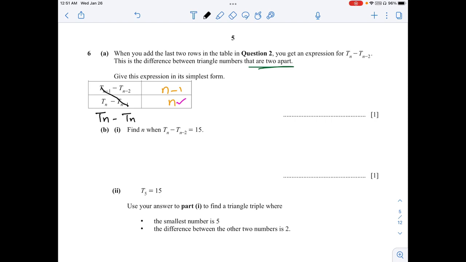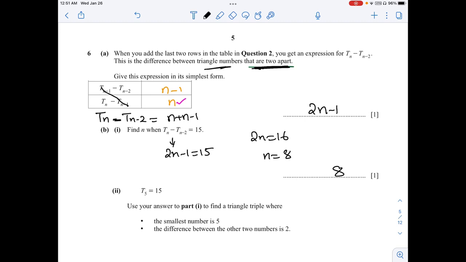Tn minus Tn minus 2 is equal to n plus n minus 1, which is nothing but 2n minus 1. This is the difference between two triangle numbers which are 2 apart. Now he has already given that Tn minus Tn minus 2 is 15. So the value we have just got, 2n minus 1, is equal to 15. So 2n equal to 16. So n is equal to 8. So what is the value of n? 8.